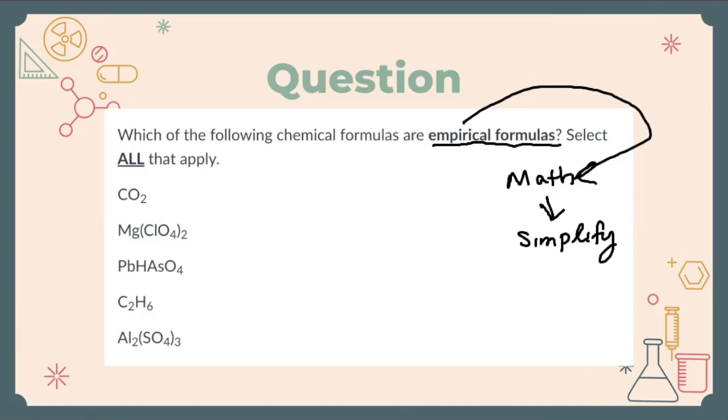So for example, let's look at CO2. You have 1 carbon and 2 oxygen. Even though we do not write ones normally, you can think about it like this. Now, you have 1 and 2. Can we divide these numbers by something to simplify it further? The simple answer is no. 1 and 2 are in their simplest format. And so this would be an empirical formula.